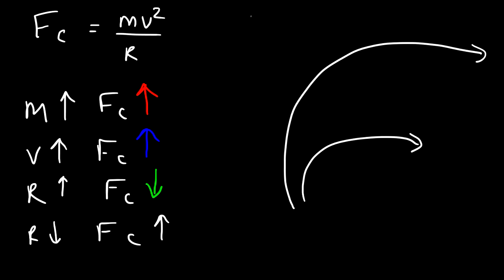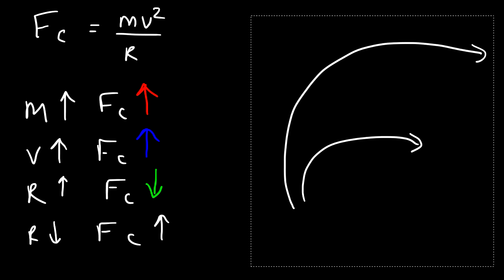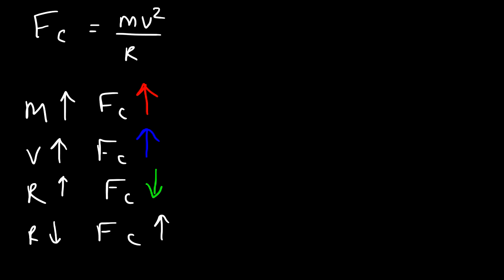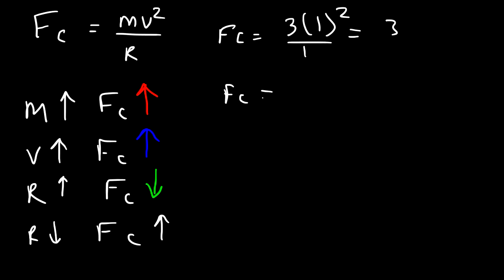Now, here's a question for you. If you double the mass, what effect will that have on the centripetal force? If you double the mass, the centripetal force will double. If you triple the mass, the centripetal force will triple. To answer questions like that, just plug it into the formula. Everything else that doesn't change, replace it with a 1, so you're going to get 3. Likewise, if you double the speed and keep everything constant, the centripetal force will increase by a factor of 4.